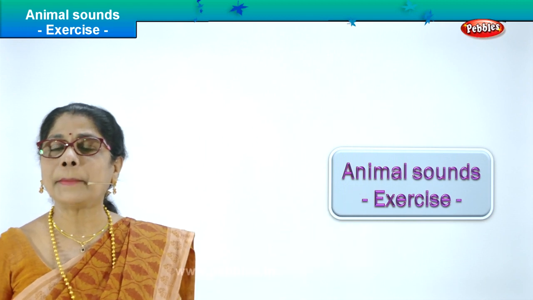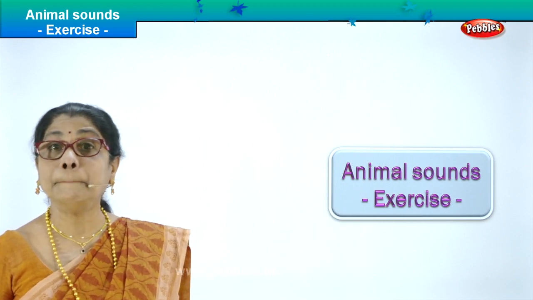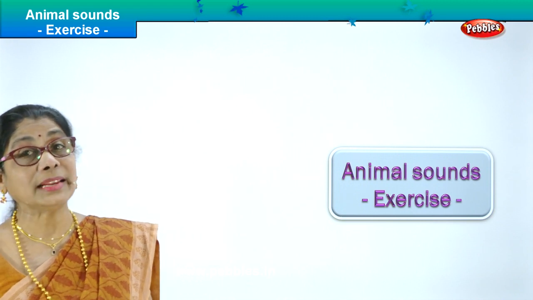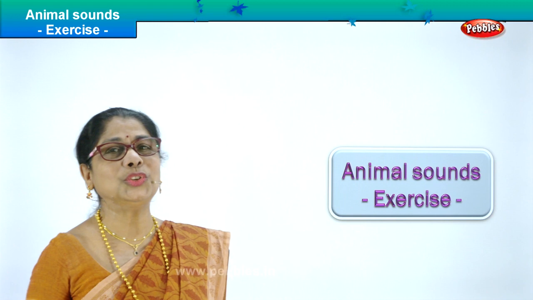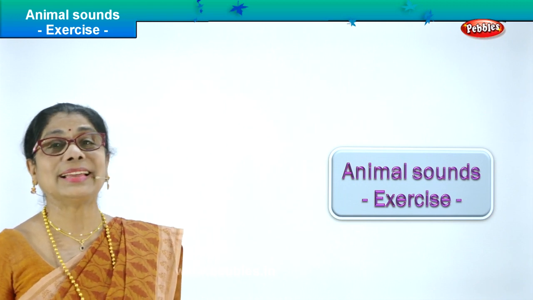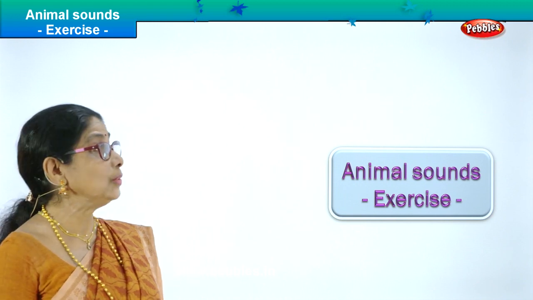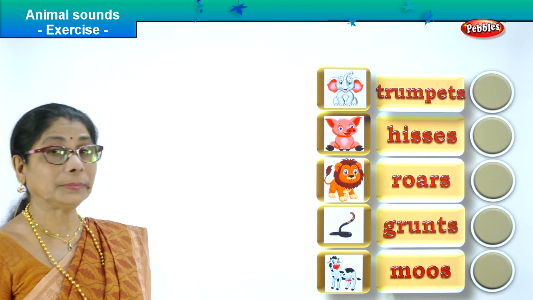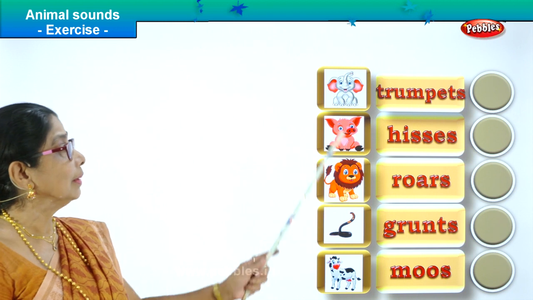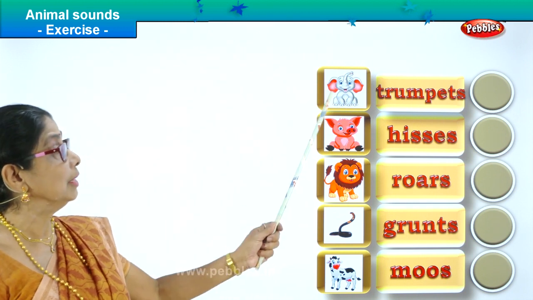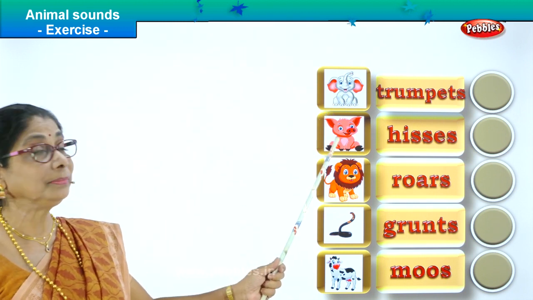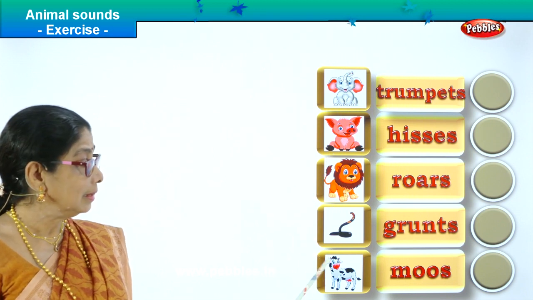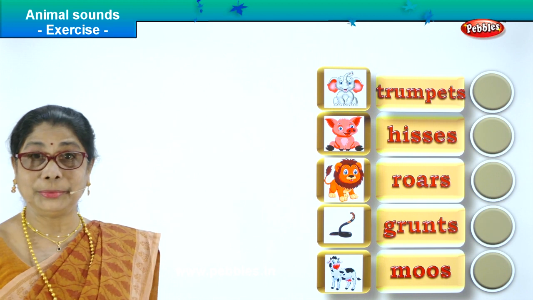Now you will get a whole lot of pictures and the sound they make. You check and tell me if it's correct or if it's wrong. It's a very enjoyable exercise. Exercise on animal sound. Let's look at our first picture. Here we are. Look. What do you see here? Look at all the animals. You have your elephant, little piggy, lion, snake, and cow.